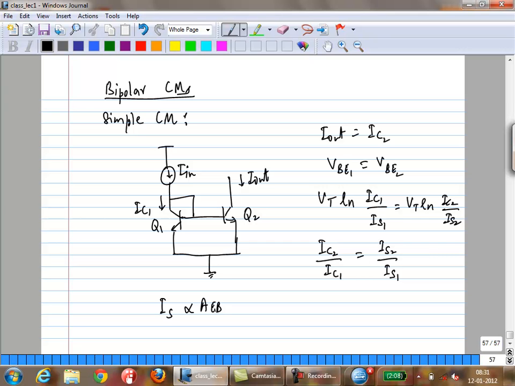What is the saturation current a function of? It's a function of the emitter base junction area. Okay, it's also a function of other device parameters, but your primary design parameter is going to be the area. So if you want a multiplication of 2, you'll use a larger area, or maybe 2 devices.